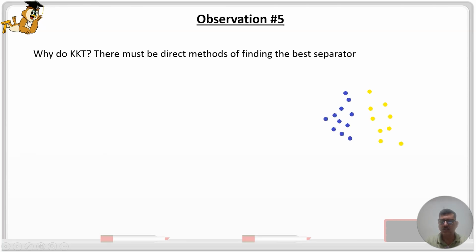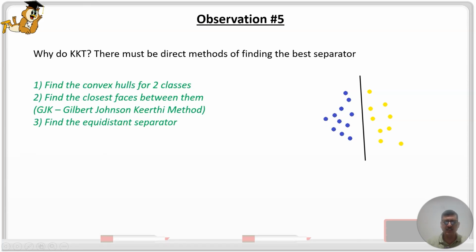Here is what I mean. Let's say this was your training data in two sets. It's linearly separable. All I really want to do is find the maximum margin, the maximum separation between these two clusters of points. And surely there must be some methods of doing that directly rather than going through this whole KKT approach that we went through? Well, it turns out that there are indeed methods that can get you directly to that point.